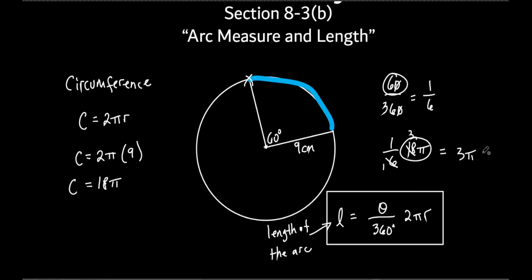So this would be what? 3 pi centimeters. It's not squared because we're not finding the what? Area. We're just finding the length, the distance, okay? So it's just centimeters or inches or feet or miles or whatever they give you. Everybody good with that? All right, let's do a couple examples.